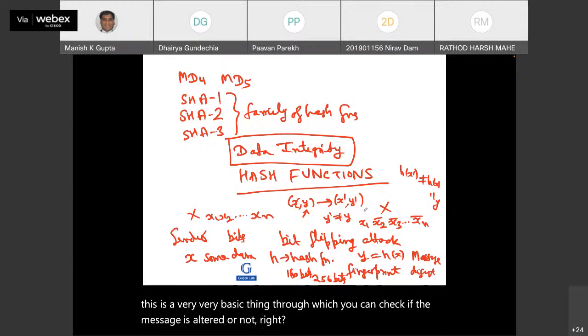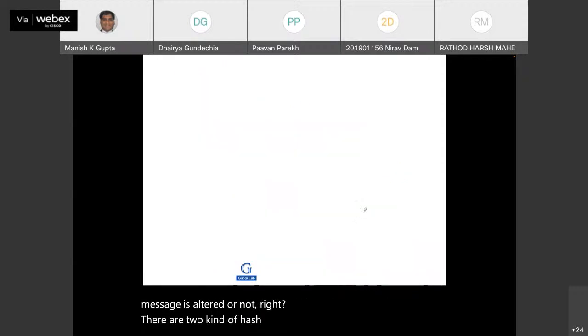Now there are two kinds of hash functions. So we can just describe, there are two kinds of hash functions.